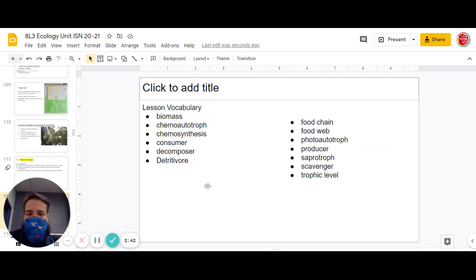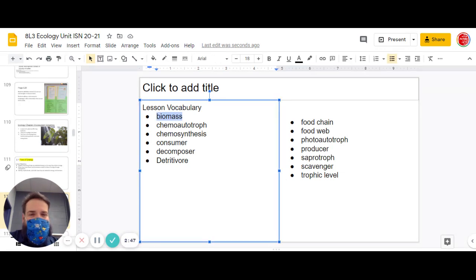All right, so some vocabulary. Biomass, you may not have come across before, but bio means life and mass means how much matter there is. So biomass is how much living stuff there is. Chemoautotroph. These are autotrophs that instead of using light to make food, they make food from chemicals. Chemosynthesis is the process that chemoautotrophs use.